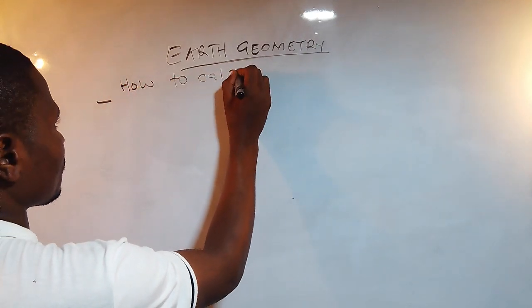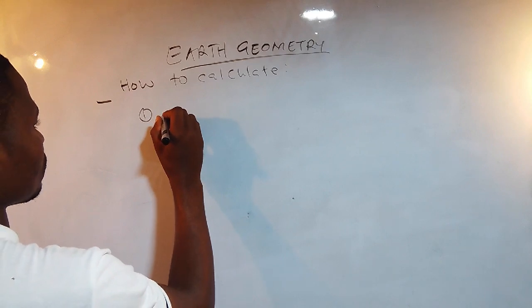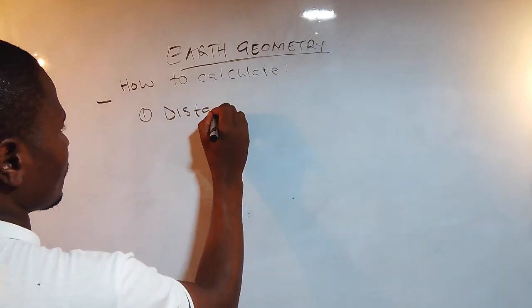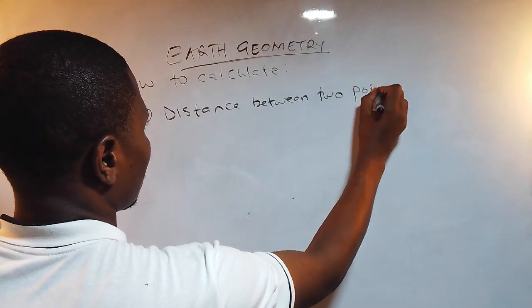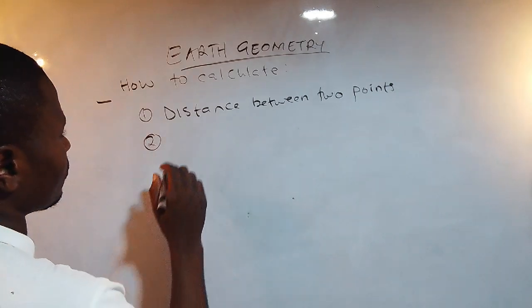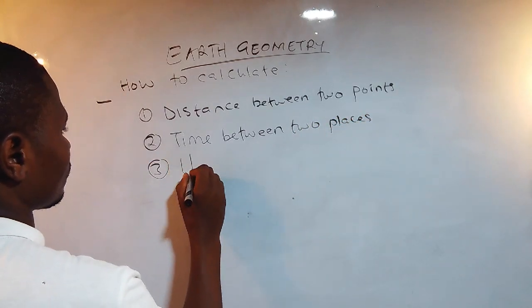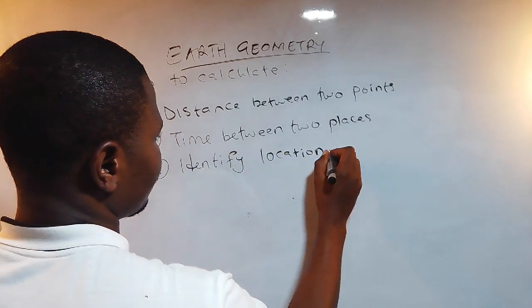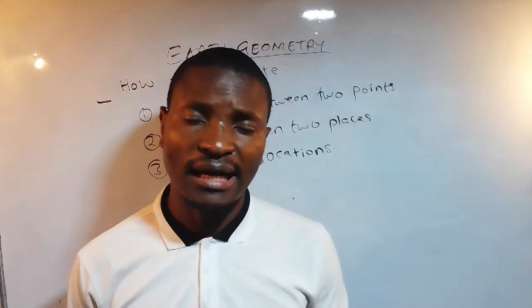So when you're looking at earth geometry, we are trying to understand how to calculate distance. Those are the major questions, or rather some of the objectives that you should be able to understand.